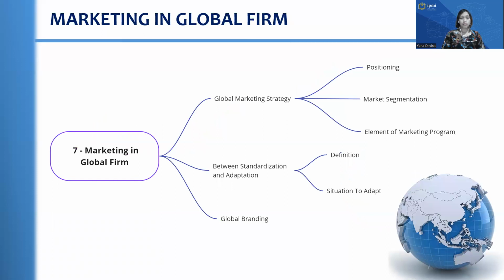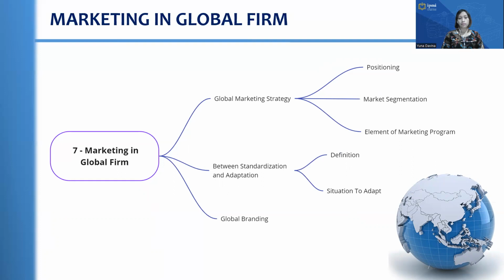The last one is about marketing in a global firm. Usually, global marketing strategy will cover three things. First, positioning, which means how a firm would like to be seen by its market. Are they affordable, for example? Are they premium? That's just one example. Second, market segmentation, usually dealing with the target customers that a firm will need to create opportunity from.